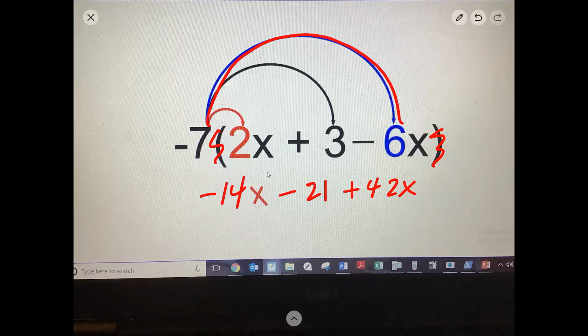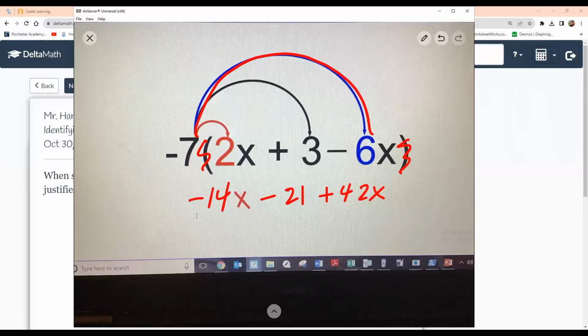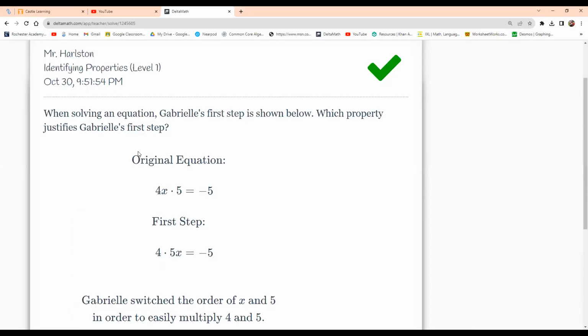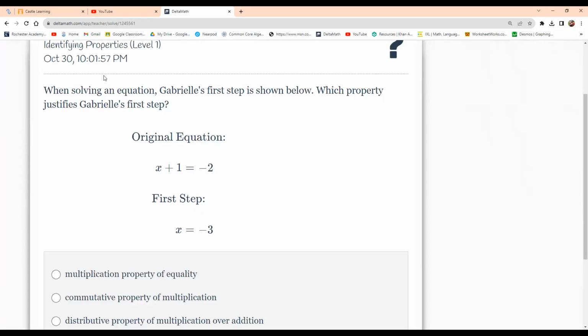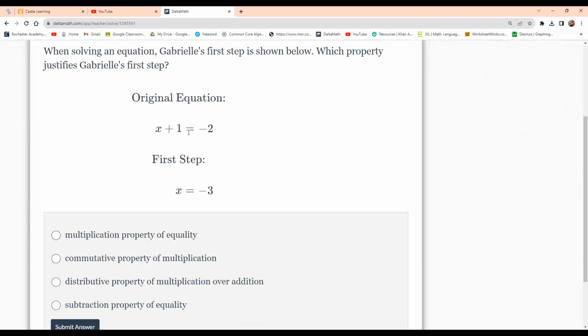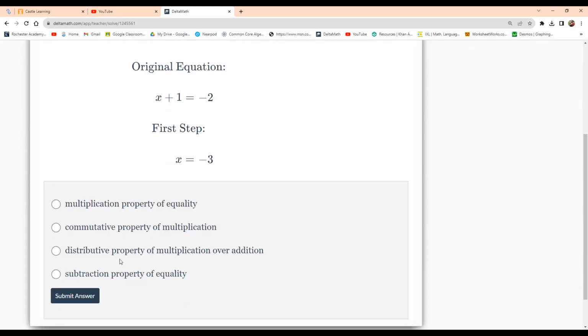All right, now I'm going to do a couple examples from Delta Math, and let's go. So first one, let's see here. I'm going to do a new problem. So I got an equation here, and oh, this is not quite the properties, but I want to show you. So basically what I did was I subtracted 1 from both sides. So this would be the subtraction property of equality.